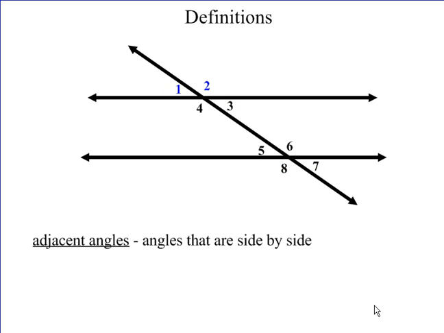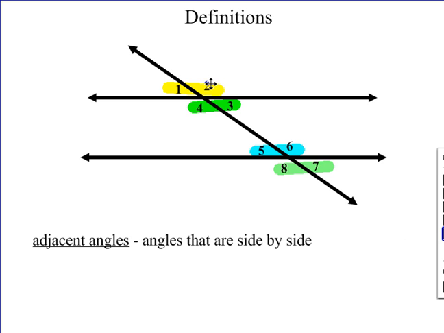Speaking of not, here we go. Here we have some adjacent angles. Adjacent angles, we're going to get a ton of them. Why? Because they're angles that are side by side. So let's take a look at this. Angles 1 and 2 are side by side. Angles 4 and 3 are side by side. Angles 5 and 6 are side by side. Let's get some more colors in here. Angles 8 and 7 are side by side.